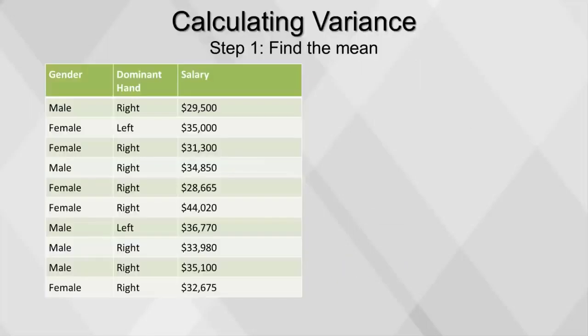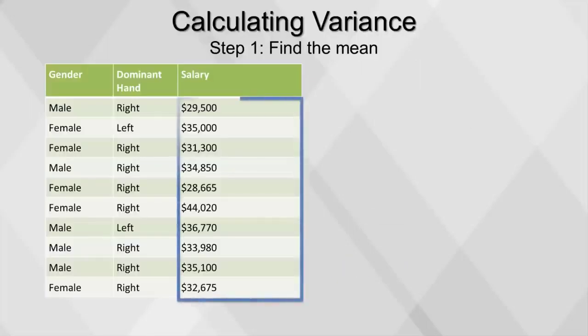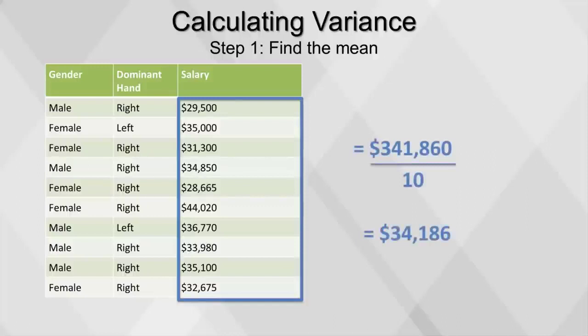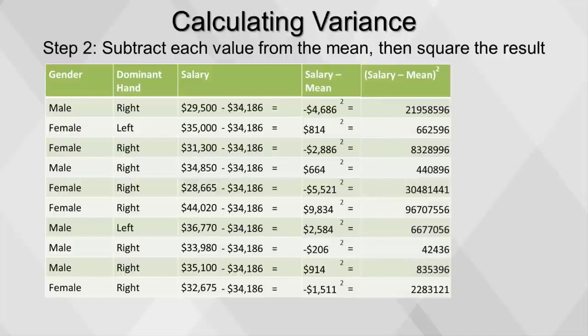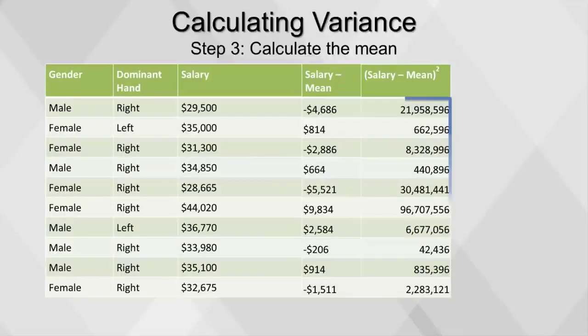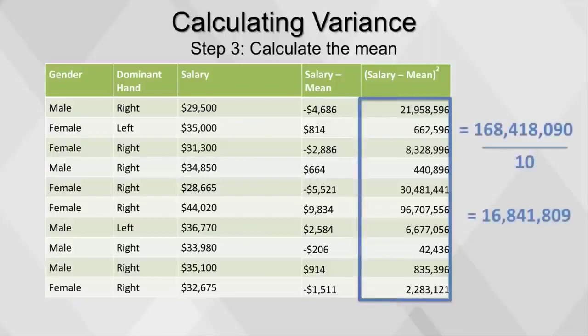To find the variance, we first calculate the mean, or average. Then we subtract the mean from each value and square the result. By squaring the differences, we remove the possibility of negative values canceling out the positive values. Next, find the average of the squared differences. Variance is not a very useful measure.